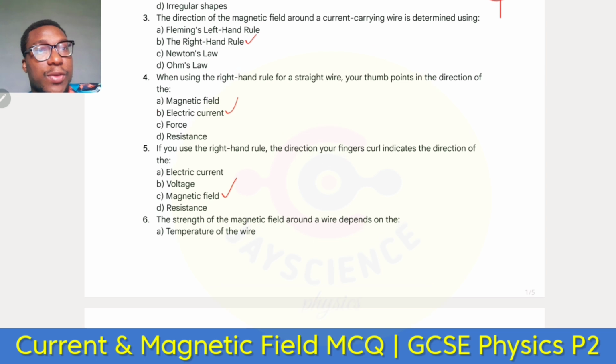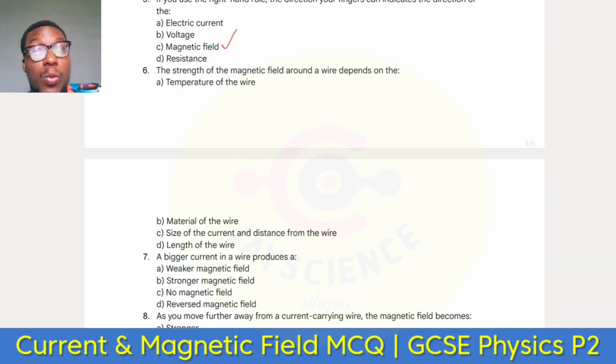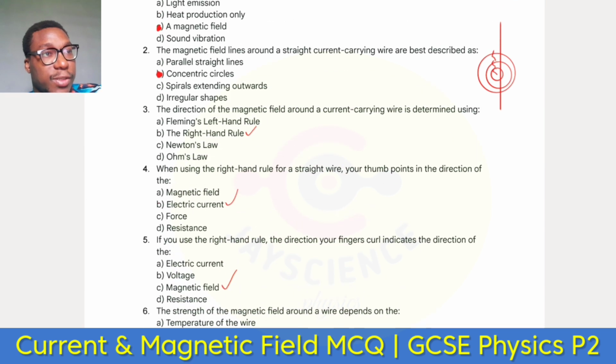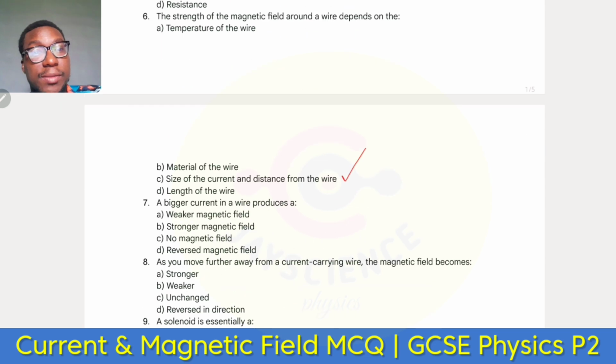The strength of the magnetic field around a wire depends on what exactly? Well, that is the size of the current and the distance from the wire. The bigger the current, or let's say the larger the current, the larger the magnetic field. And then the closer the field is to the wire, the stronger it is. The fields will spread out like the diagram we drew here. So if we extend this now, the magnetic field is weaker here because it's at a farther distance from the wire. And here the magnetic field is much stronger.